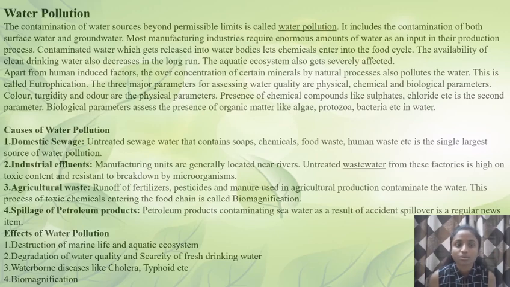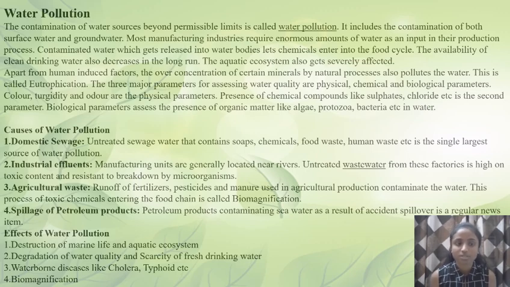This is called eutrophication. The three major parameters of assessing water quality are physical, chemical, and biological parameters. Color and odor are the physical parameters. Presence of chemical compounds like sulfates, chloride, etc. is the second parameter. Biological parameter assesses the presence of organic matter like algae, bacteria, etc. in the water. Now let's see causes of water pollution.